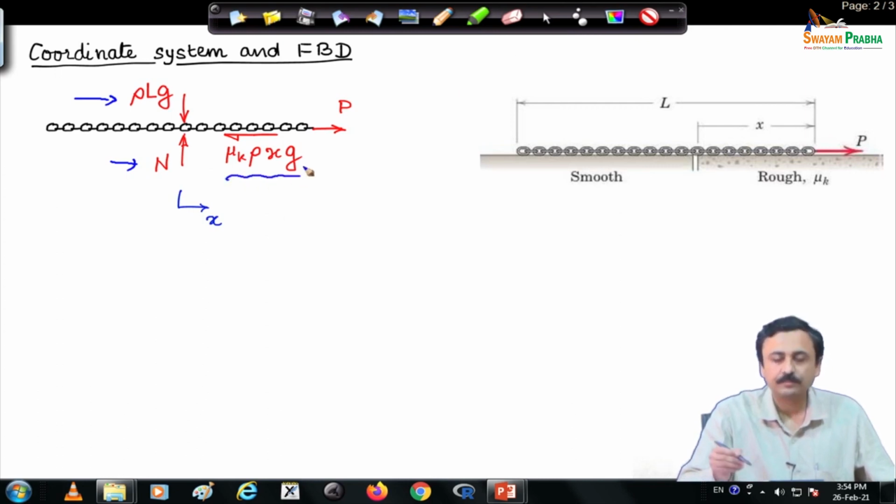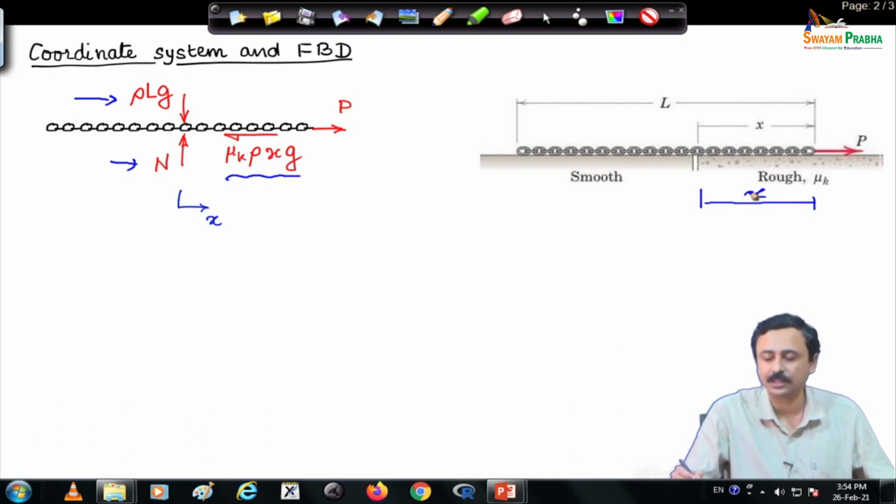But this friction force is mu k times rho x g. Why this rho x g? Because it is only part of this chain that is facing the friction. How much? The x part. The mass of this part of the chain is rho into x, into g is the weight of that part of the chain, and multiplied by the coefficient of friction, because it is sliding on that surface. So, the force of friction is mu k times the net normal reaction on the rough part, which is rho g x, and P is the horizontal force which pulls the chain.